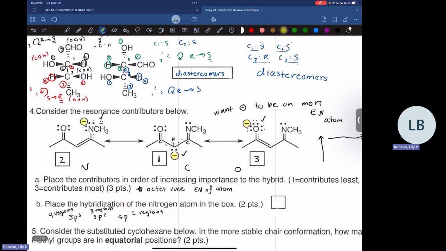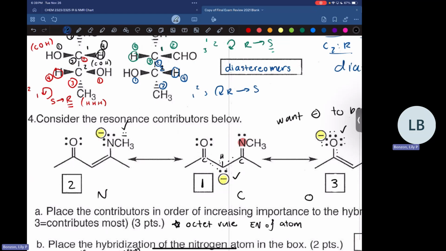So we're looking at the nitrogen in all of these structures. So whenever you're asked to look at an atom for the resonance contributors, make sure that you look at each of the resonance contributors for the lowest hybridization possible. So if we look, just starting with the left side, we have a lone pair, a bond, and a bond to carbon. So we have 4 regions, and therefore sp3 hybridization.